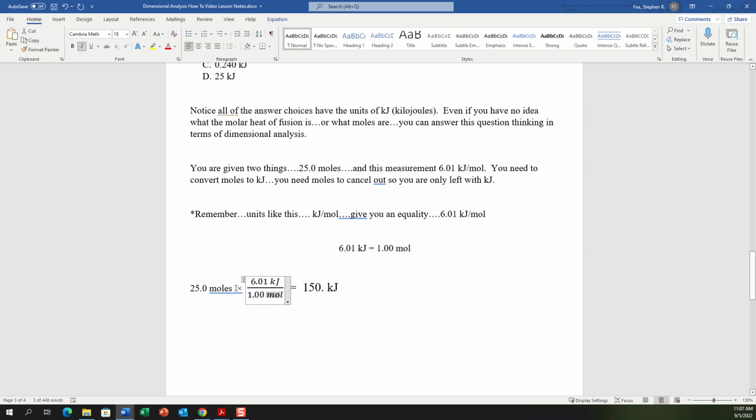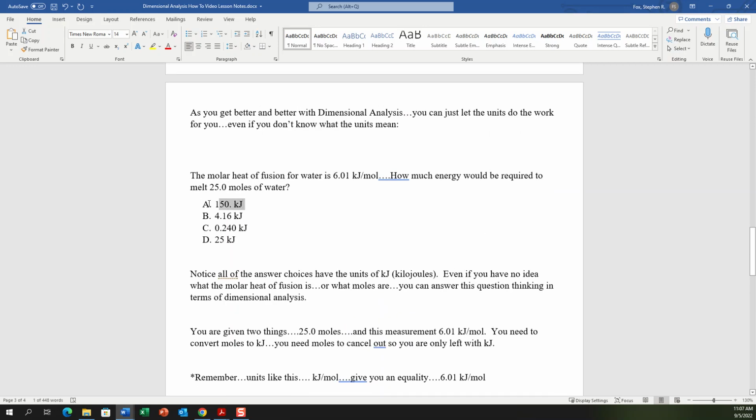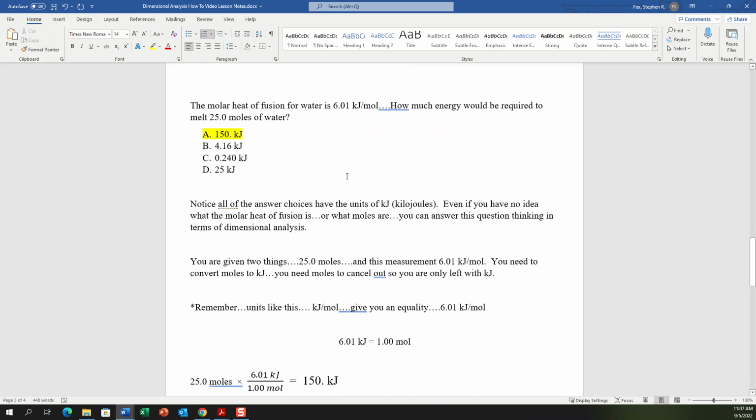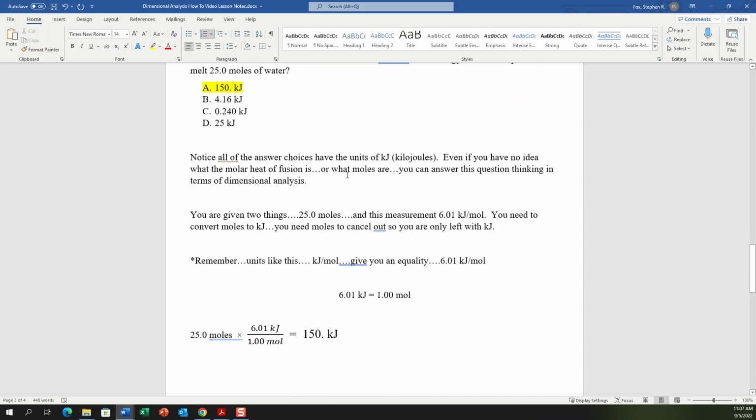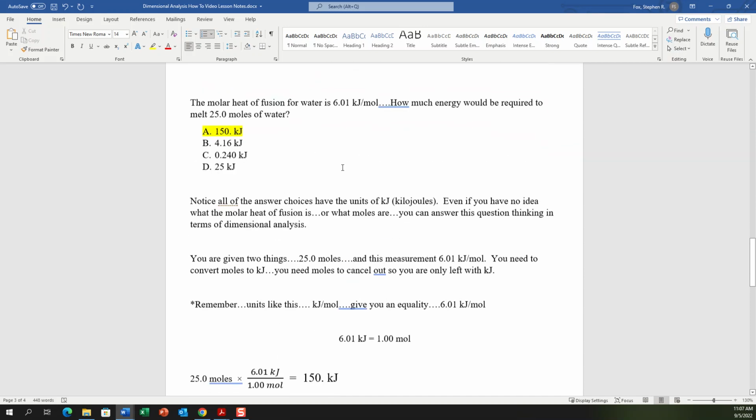We'll notice that moles cancel out, right? And we're left with kilojoules, so 25 times 6.01 will cancel out moles. I'll get kilojoules, and so I go back up here, and I know my answer is A. Okay, fantastic.